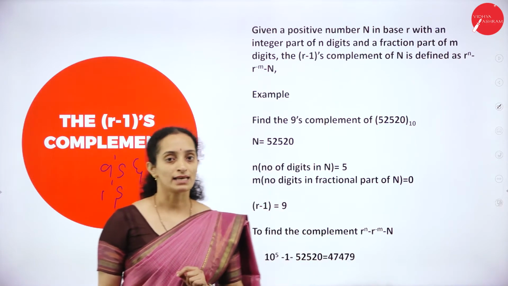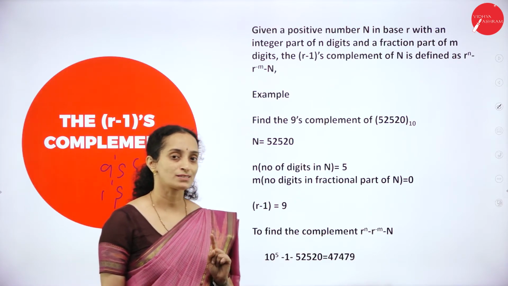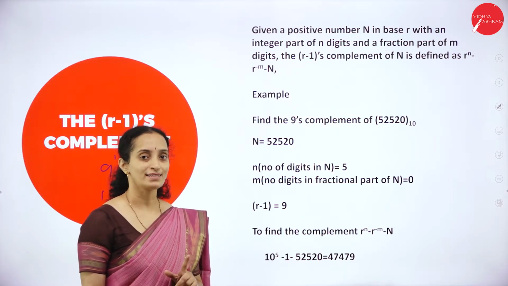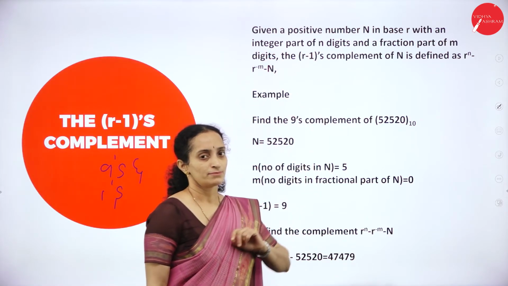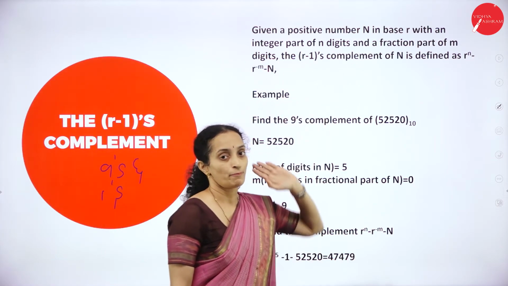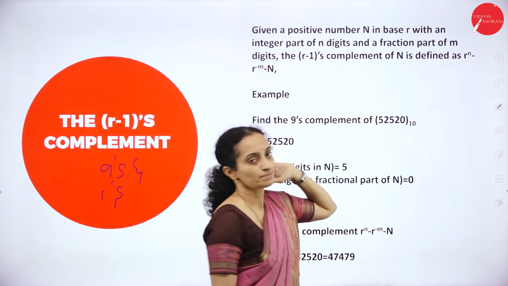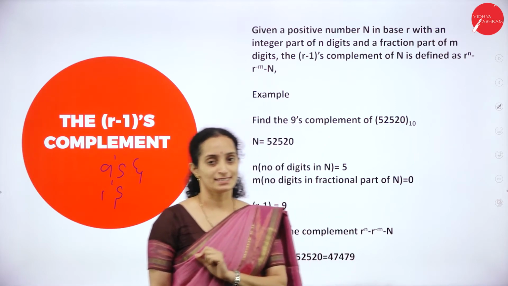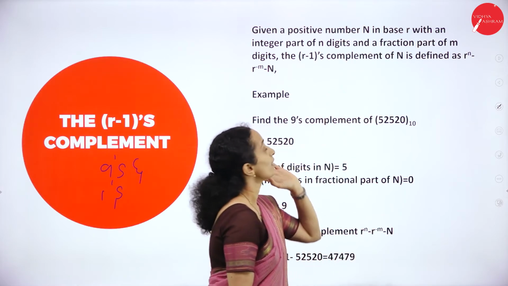Okay, in the case of the R minus 1 complement, how do you find it? Now, let's have a look at how to generate an R minus 1 complement. For general purposes, we consider only positive numbers. Given a positive number n with base R, it has an integer part of n digits and a fractional part of m digits.